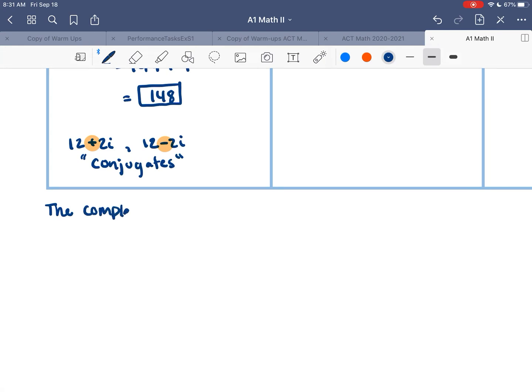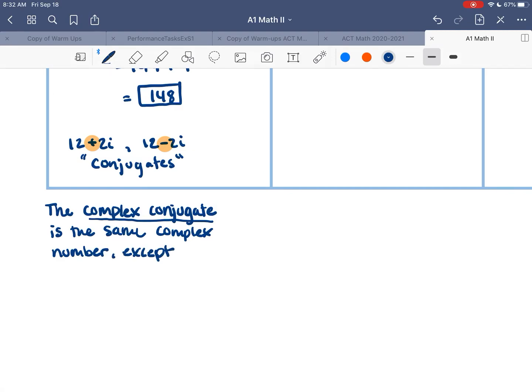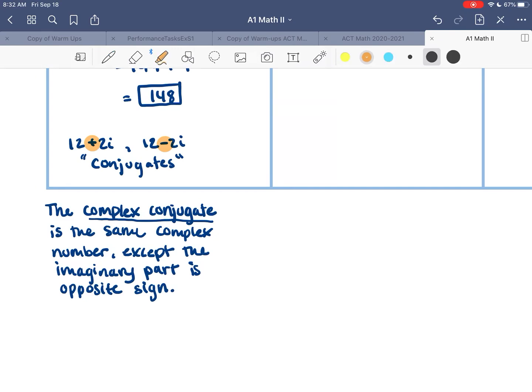The complex conjugate, that's what they're called, is the same complex number except the imaginary part is the opposite sign. The imaginary part has the opposite sign.